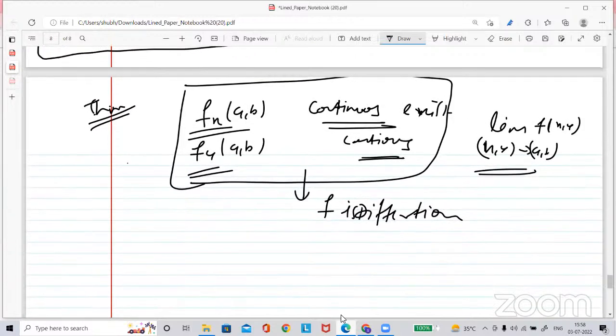And once the function is differentiable, as you have seen in one variable, the function is going to be continuous. And if the function is continuous, then the limit exists.